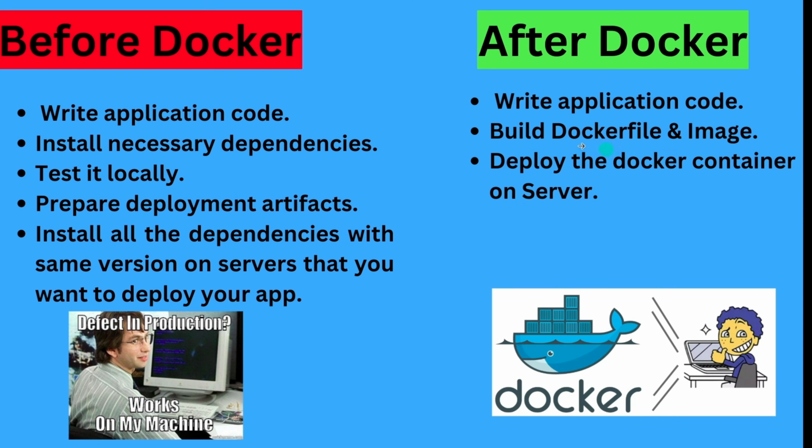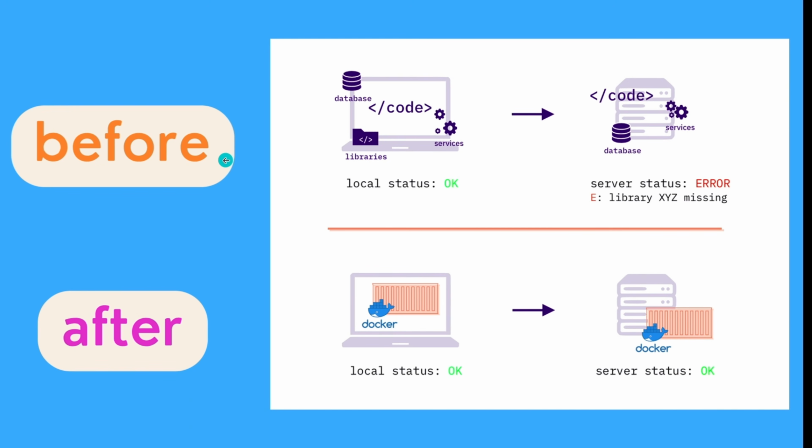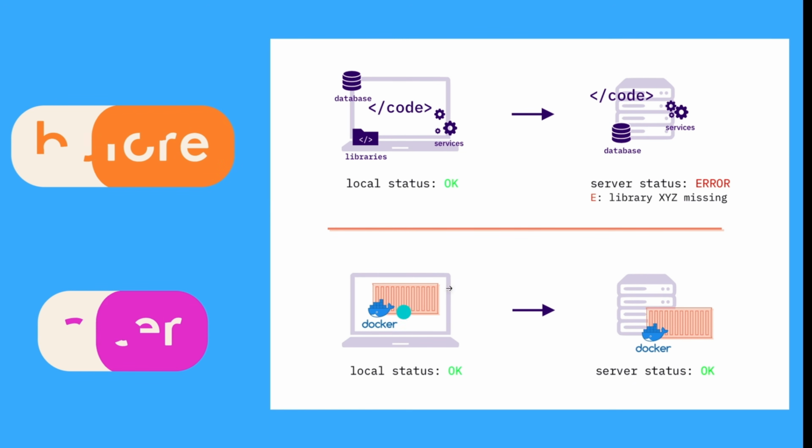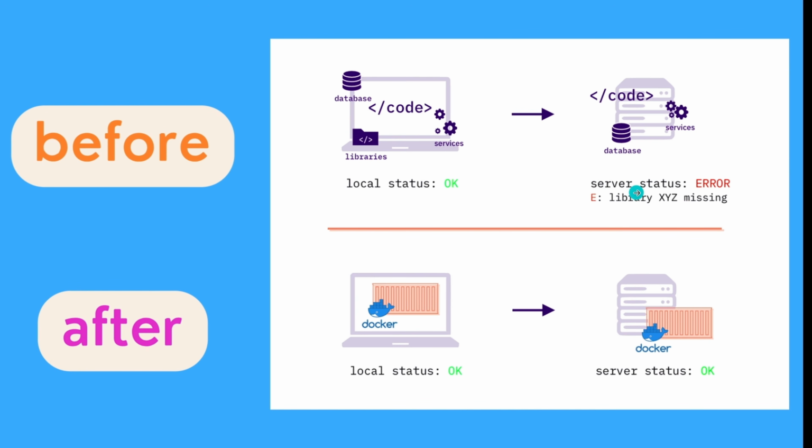Whereas after Docker, the developer used to write the application code, then create a Dockerfile which would have instructions of how you want your application to be. From this Dockerfile, we used to create an image, and then this image was deployed as a container on production server. Using this approach, the application would run fine in any environment without any issues. So this is the problem that Docker has solved. Using Docker containers, you can deploy your application in all environments without having any dependencies or library issues.